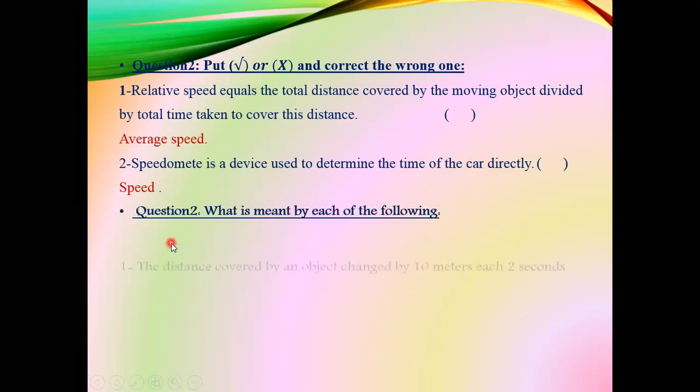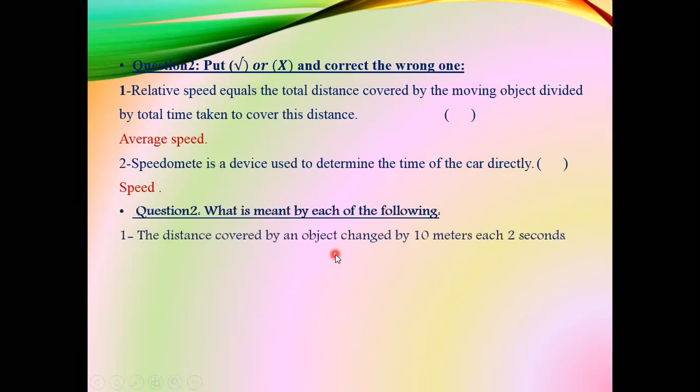What is meant by the distance covered by an object changing by 10 meters each 2 seconds? We know that speed is the change in the object's position. So the speed equals what here? 10 meters as a distance, 2 seconds is the time. It means that the object moves with a speed of 5 meters per second.